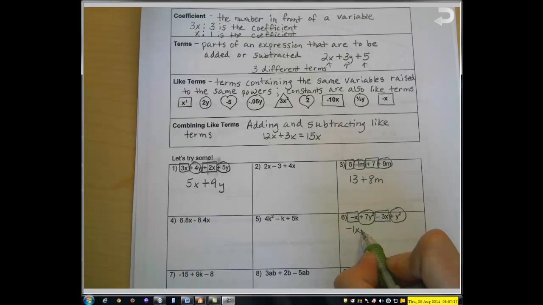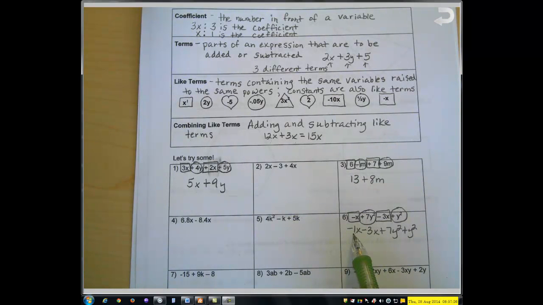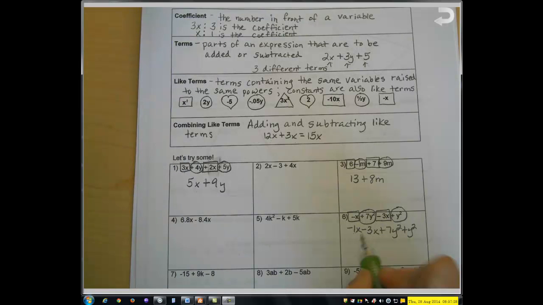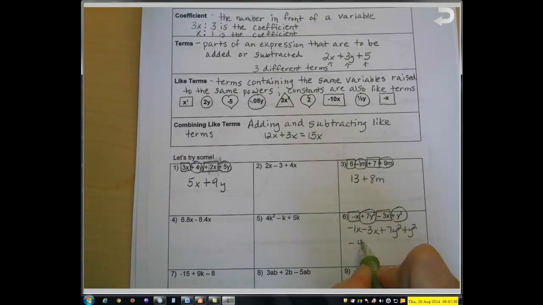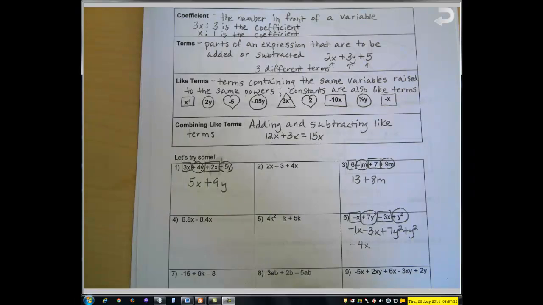Okay, I'm just going to make this one a little bit easier. I'm going to gather the like terms together before I combine. So negative 1 minus 3 would give us negative 4x. And 7y squared plus y squared, let's write a 1 in front of the y squared because it doesn't have a coefficient. 7y squared plus 1y squared would give us 8y squared.